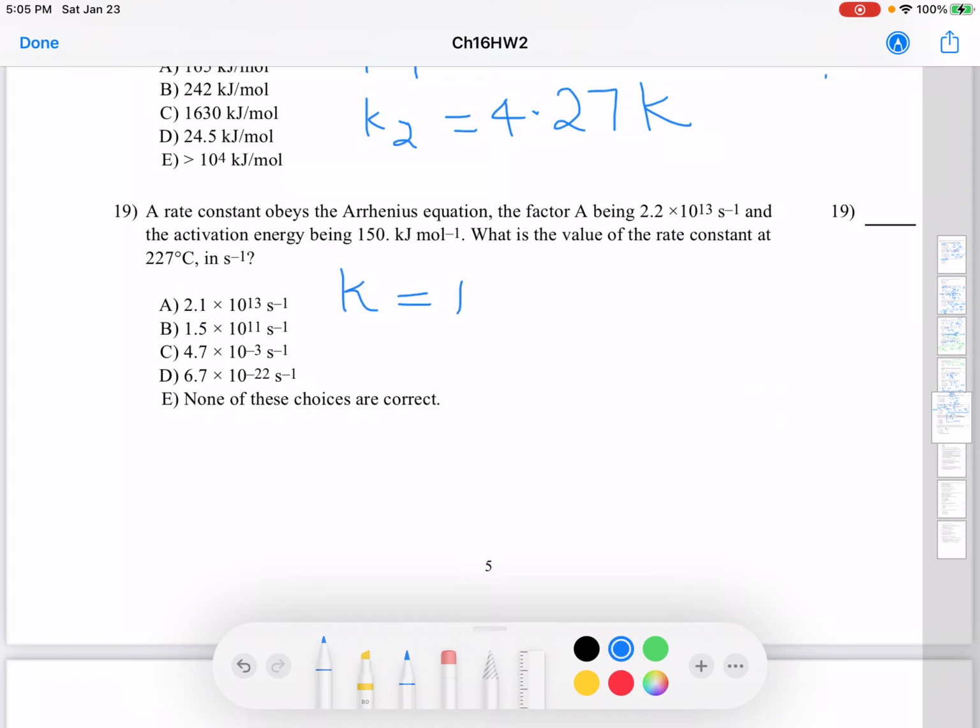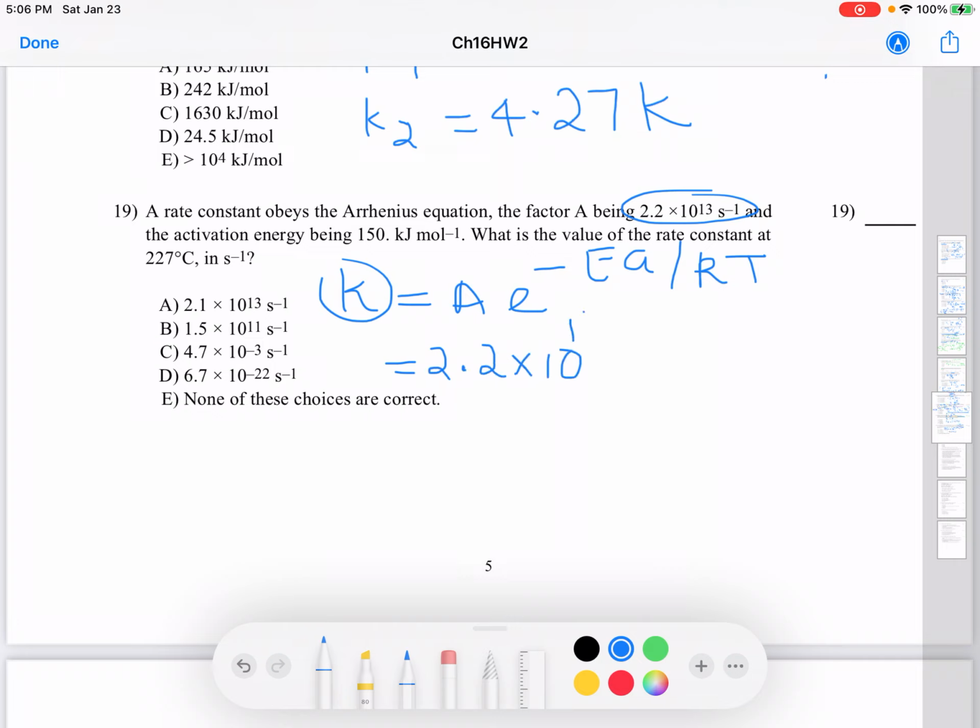K equals A e to the negative EA over RT. R is again the gas constant and T is the temperature. What is the rate constant? So we want to find out the K. A is given to us as this value, which is 2.2 times 10 to the power 13 per second, and the activation energy is given to us as 150 kilojoules.